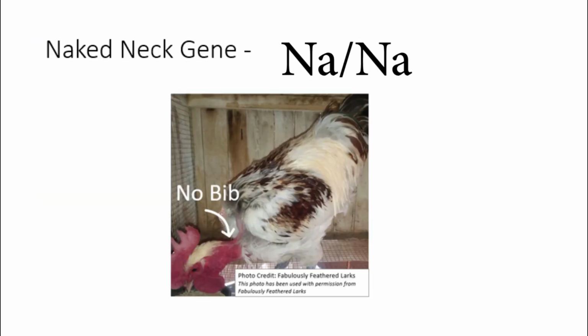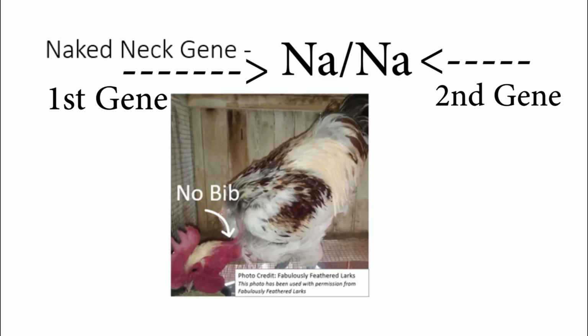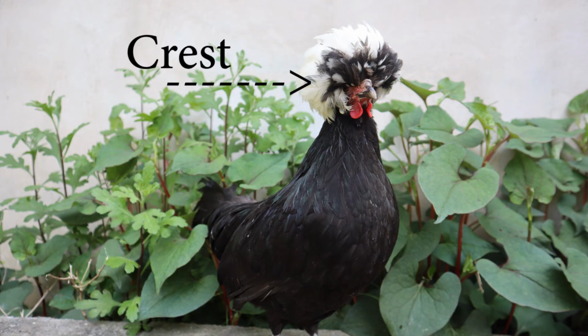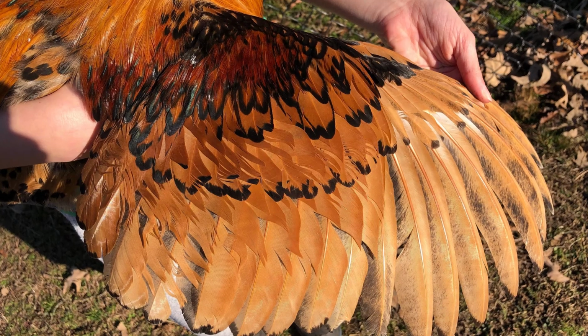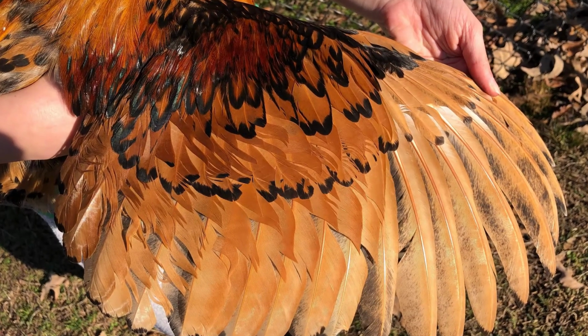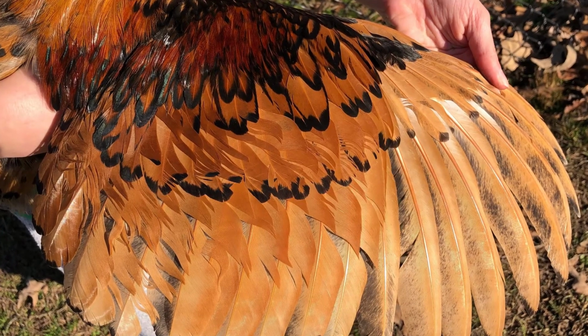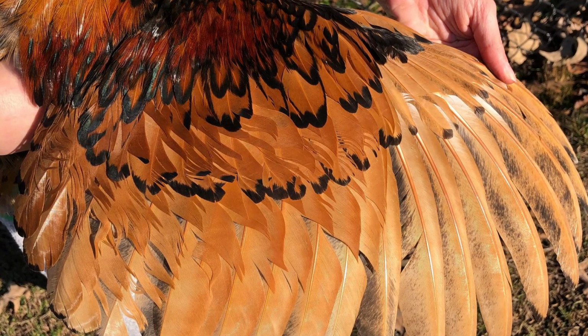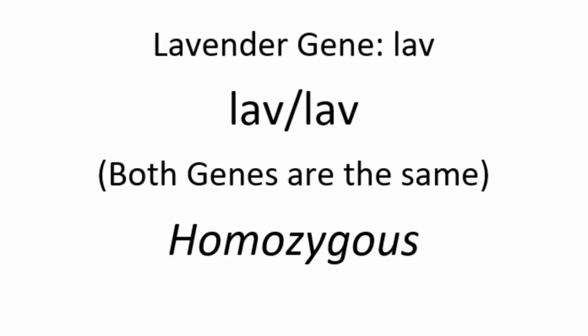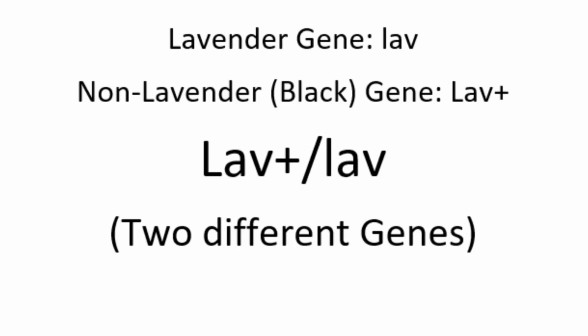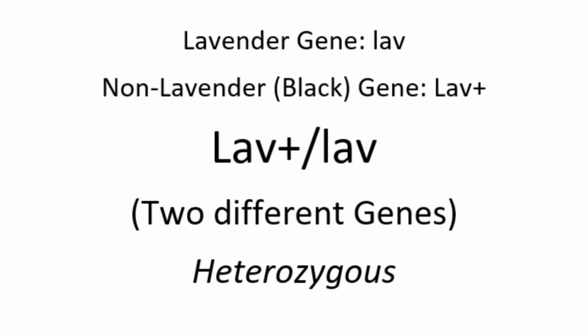You see, every trait has 2 genes. Now, of course, some traits like crests or dwarfism, and varieties like millefleur, porcelain, or patterns like lacing or spangled are a little more complex and involve more genes, but for now, I'll just be focusing on simpler ones that only involve 2 genes. Sometimes these 2 genes are the same gene, which is called homozygous, and sometimes they are 2 different genes, which is called heterozygous.